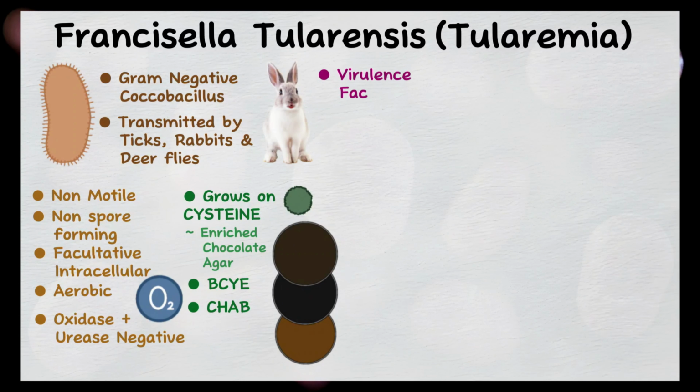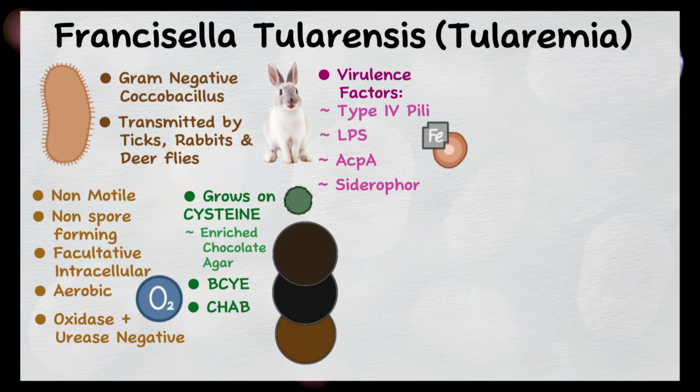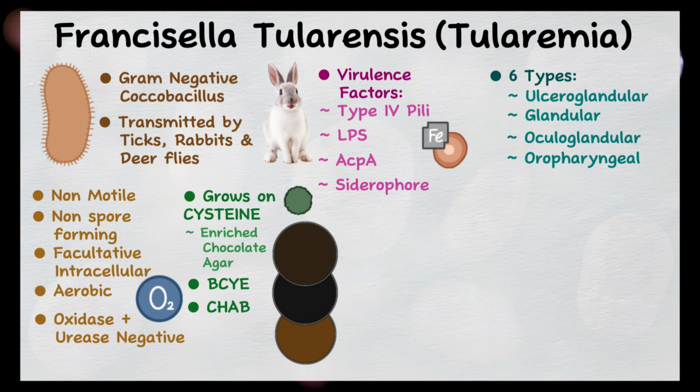Its virulence factors include a capsule with type IV pili and lipopolysaccharide, LPS, which facilitate its invasion of host cells. Additionally, it produces the acid phosphatase AcpA, allowing it to evade intracellular destruction, and a siderophore that captures iron from host cells. Tularemia presents in 6 forms: ulceroglandular, glandular, oculoglandular, oropharyngeal, pneumonic, and typhoidal.